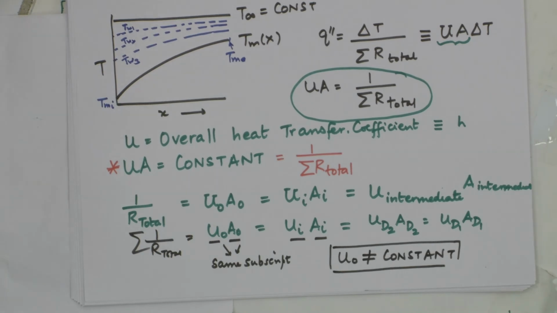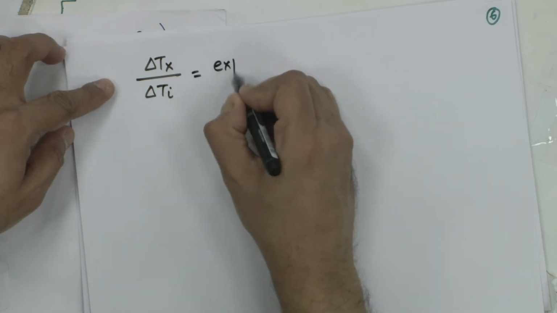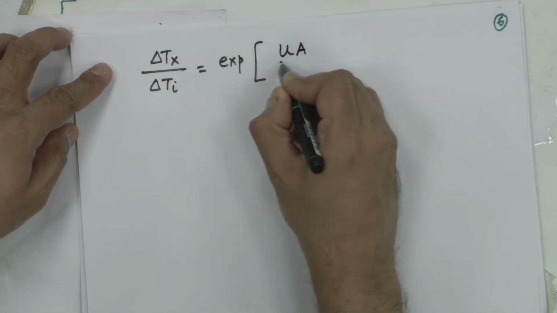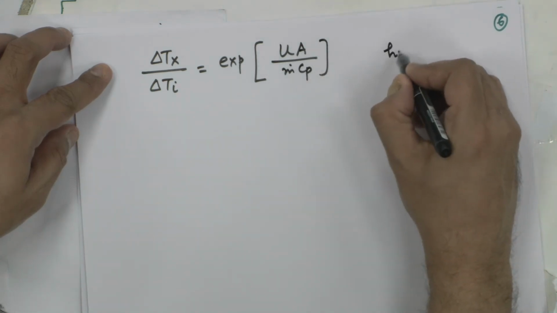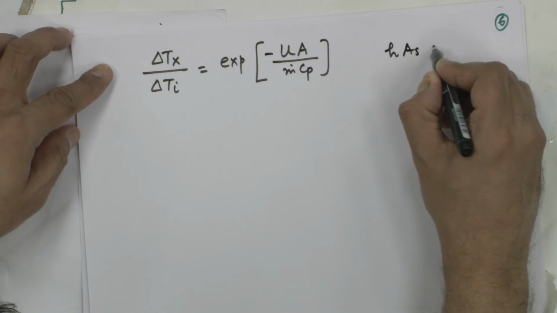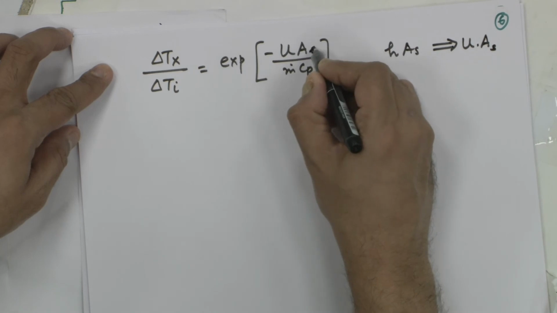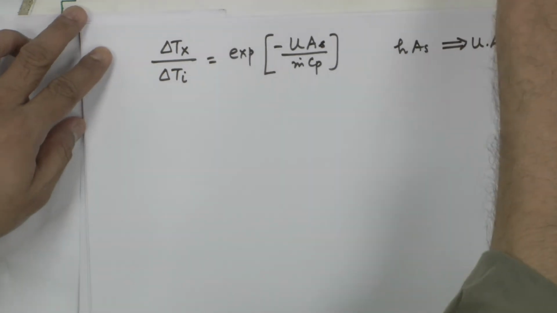We can say that this quantity which we have defined, which is h times P dx. So, this delta T local divided by delta T inlet is nothing but H into AS can be replaced as U times A divided by m dot Cp, where H times AS is being replaced by U times surface area. Okay. This is just an analogy between one resistance and multiple resistances.